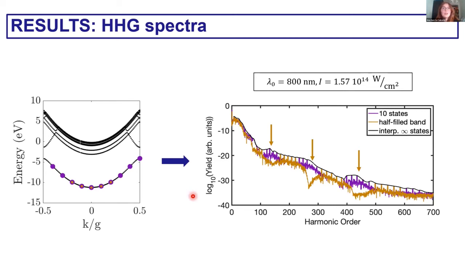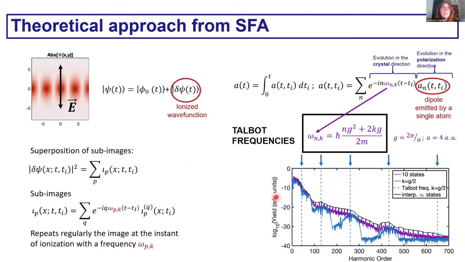But how can we understand these ultra-high frequencies that appear in the spectra? To understand these spectra, we resort to the strong field approximation. The initial states are Bloch functions, eigenstates of the crystal potential. We introduce the interaction with the electric field in the perpendicular direction, and we express the electronic wave function as a superposition of the field-free evolution of the eigenstate plus the ionized wave function.